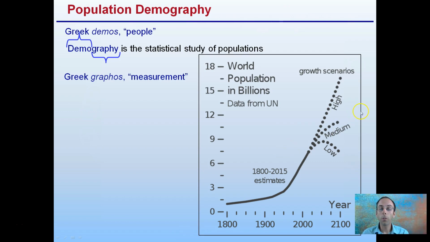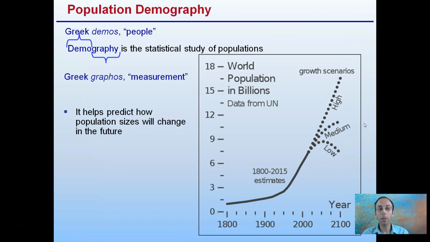So first off, population demography. Well, demography is a statistical study of populations. Demos meaning people, and graphy meaning a measurement. So it's a measurement of people. We may be familiar with the world population here in billions and the exponential growth that we're in. Is it going to continue at a high rate, continue at a medium rate, continue at a low rate, or actually decline? That is the question we're looking at. So this study helps us predict how population sizes will change going forward.